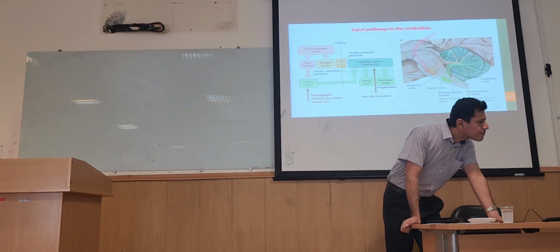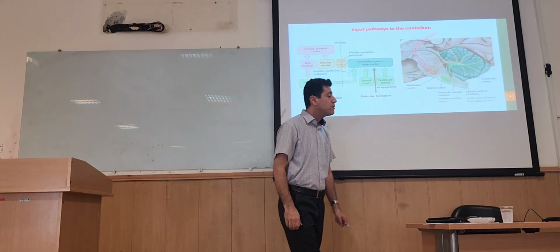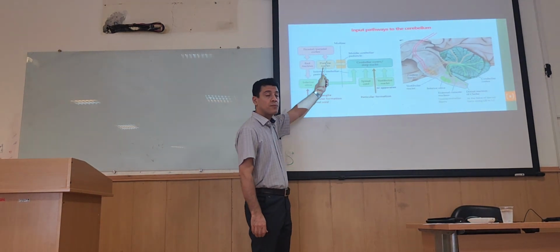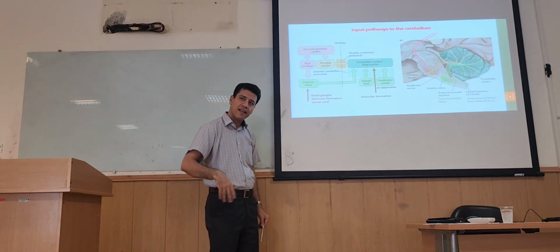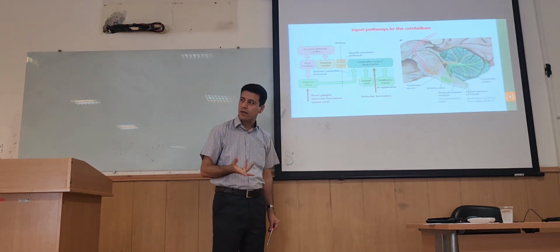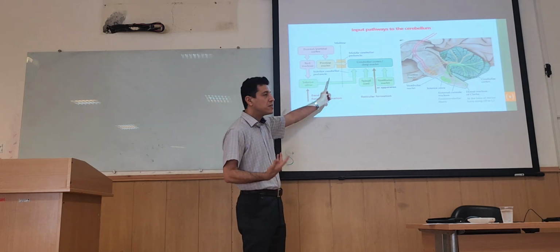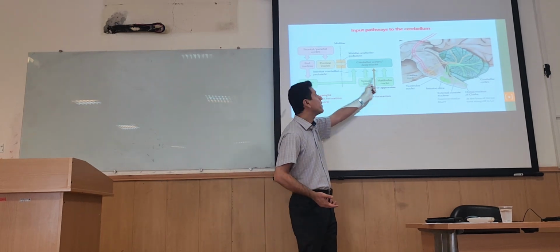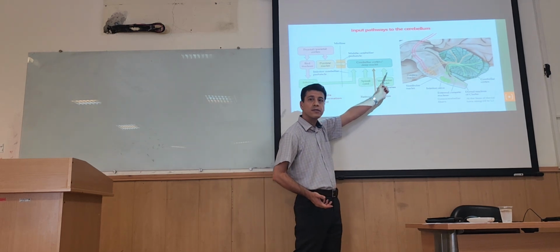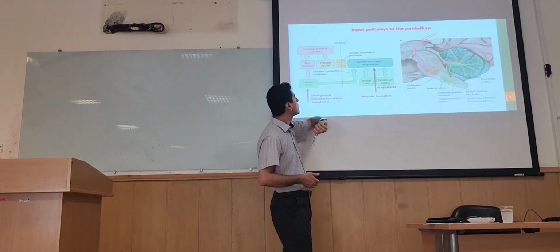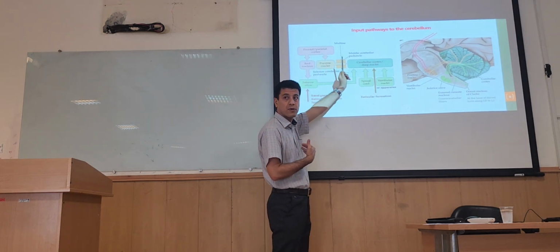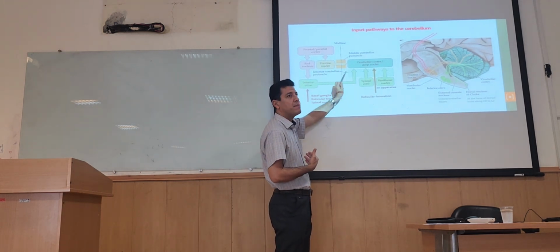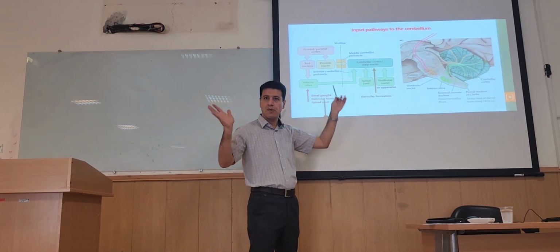Okay, so let's focus more on the input to the cerebellum. You know that from the cortex, frontal and parietal cortex, we have the corticopontine pathway. So they go to the pontine nuclei. From the pontine nuclei, they go to the cerebellum. So we have the corticopontocerebellar tract. Right? So it originates from the motor part of the frontal lobe and the sensory part of the parietal lobe. So this is the main pathway to the cerebellum, the biggest one.